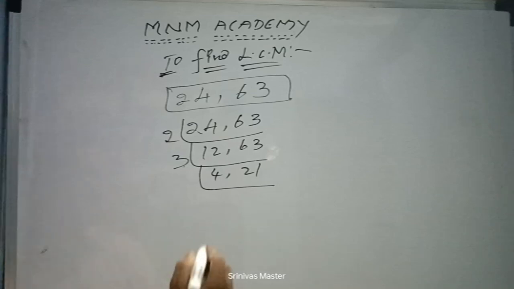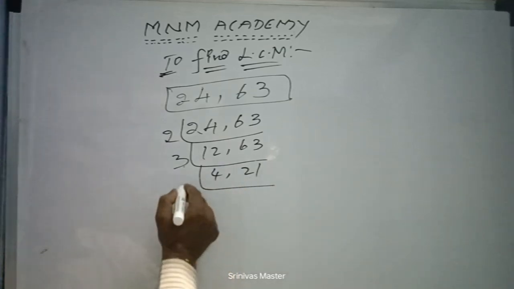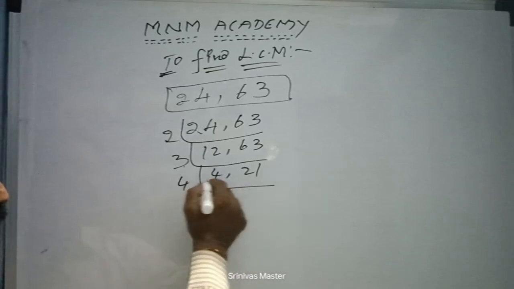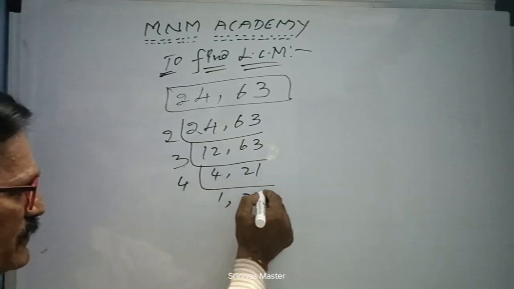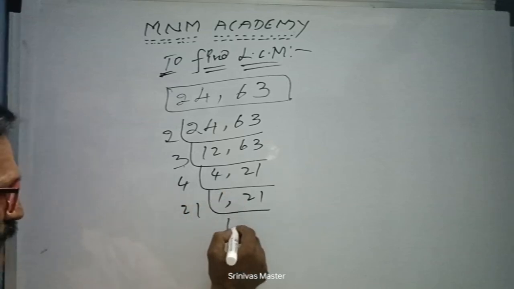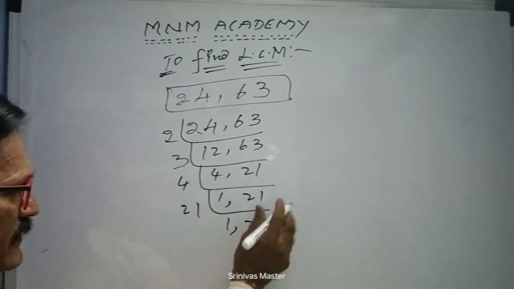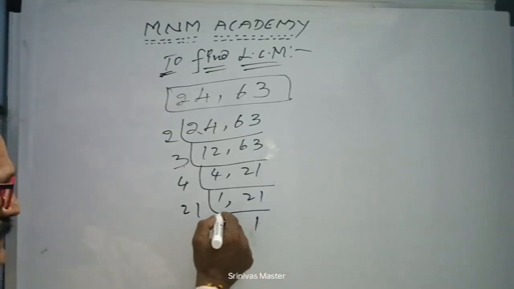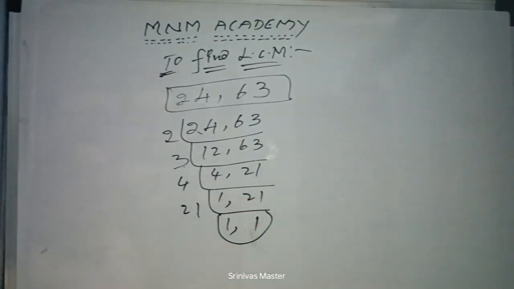Take the separate numbers, and take 4. 4 in 4, one time. 4 won't go in 21, so we keep 21. Again take 21, and 1 will be as usual. 21 in 21, how many times will go? 1 time. Okay children, so this is the last step you can consider.